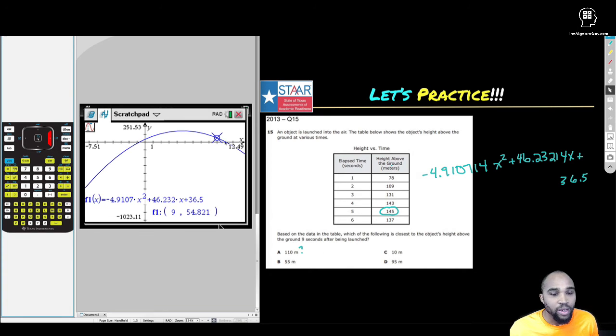See, I was guessing 110, but actually I should have gone down one more and it would have been 55. But what if I didn't want to do that or couldn't do that as easily? Here's another thing you can do. In graph trace, I can literally just press 9. And look what happens. When I press 9, it assumes I'm asking for x equals 9. If I press enter, it takes me straight to that point. Now it becomes really simple to see that at 9 seconds, it's going to be at about 54.8, rounded up to 55 meters.